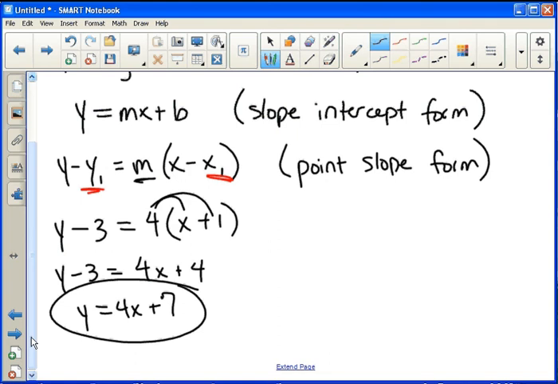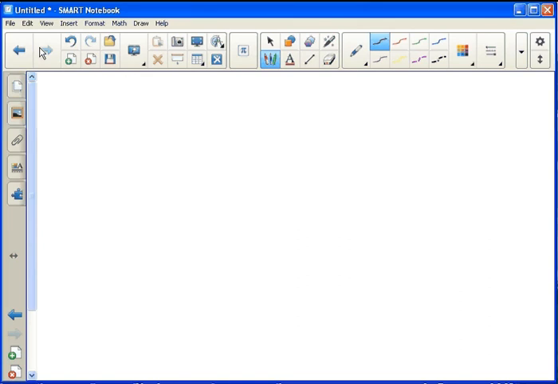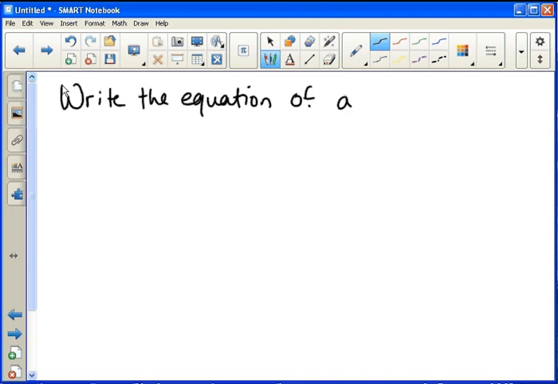Okay, another scenario you might run into is when you're given 2 points. So they may say write the equation of a line passing through 4, -3 and -2, 6.